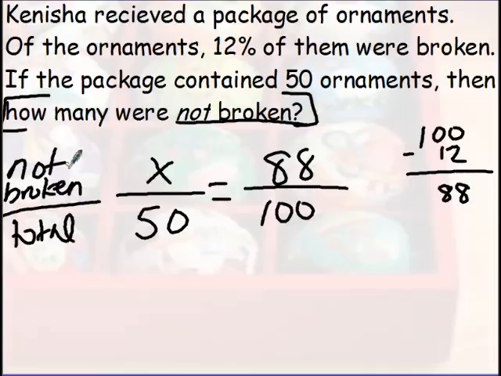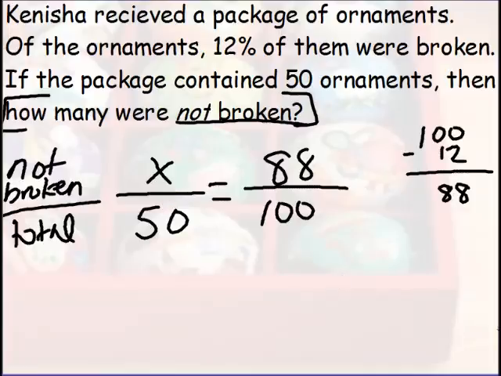Okay, you should have not broken ornaments over total ornaments. What percentage of the ornaments were not broken? We know that 12% of them were broken. So to find what the percentage were not broken, we'll subtract the 12% we know were broken from the total 100% and get 88%. So 88 out of 100 would not be broken because 88% means 88 out of 100. So how many out of 50 would not be broken?